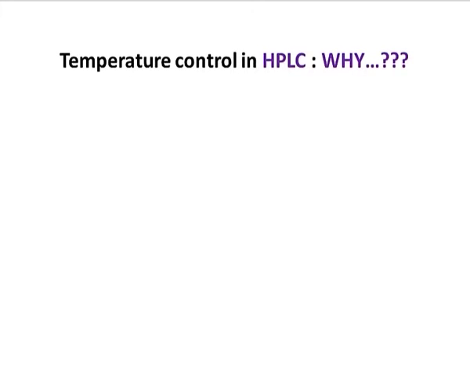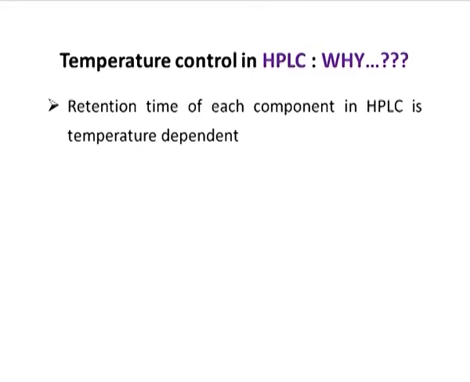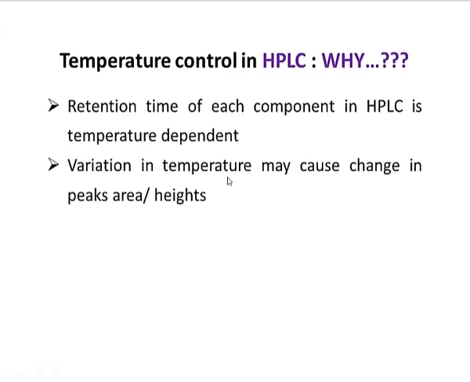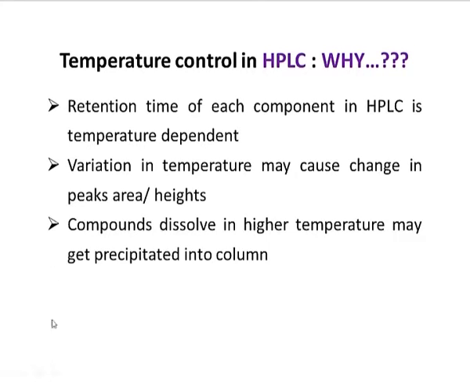As I mentioned, temperature control in HPLC is generally not required except in a few cases. The cases are, for example, if the retention time of each component is temperature dependent; number 2, if variation in temperature may cause change in peak area or height; and if the compounds are dissolved at a higher temperature, then the column must be set at a similarly high temperature. But having said that, I would again reiterate, the kind of temperature we set in an HPLC column is nowhere close to the temperature we set in a GC column.